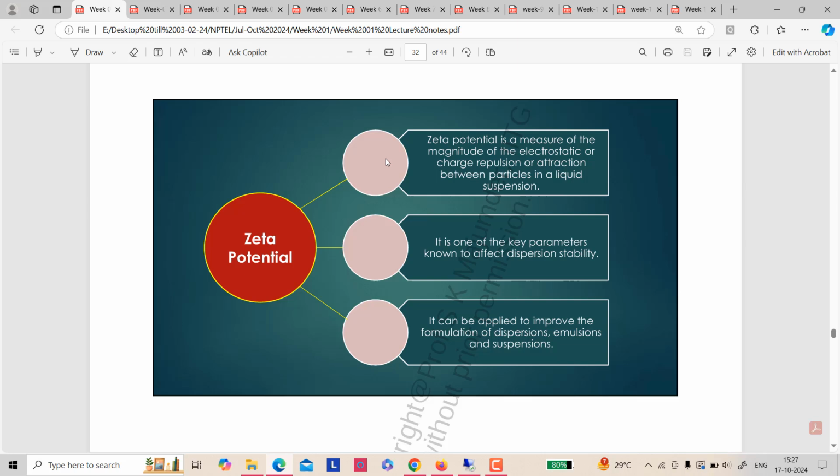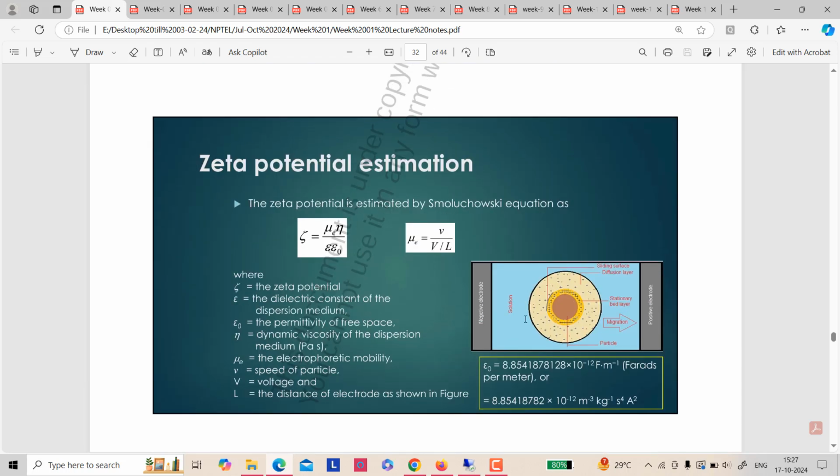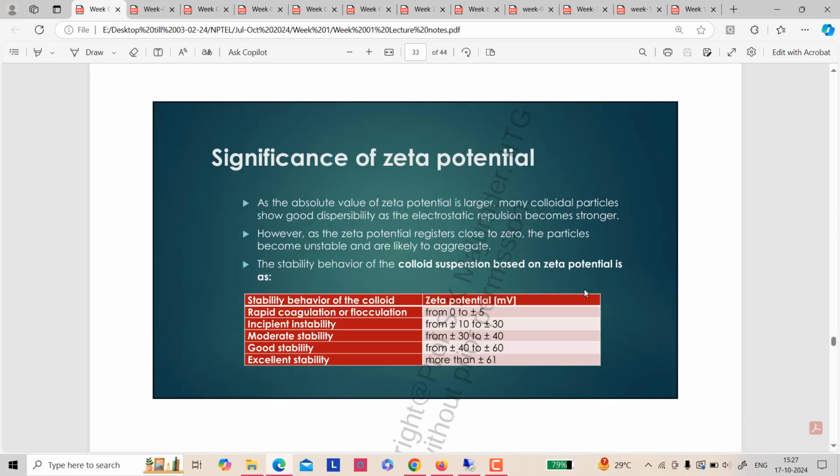Then they talked about what is zeta potential. It is a measure of the magnitude of the electrostatic or charge repulsion or attraction between the particles in a solid suspension. I have said in the lecture videos what the zeta potential is, so you can go through that lecture and recollect it. So this is the zeta potential formula.